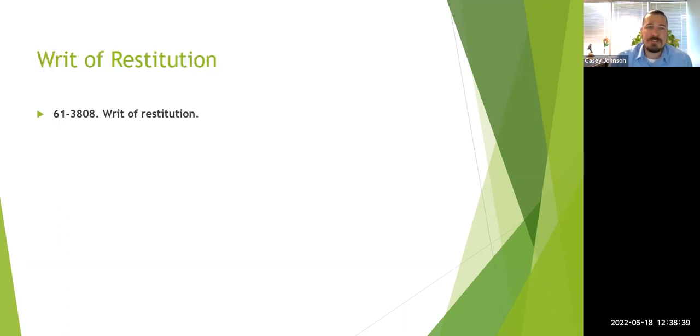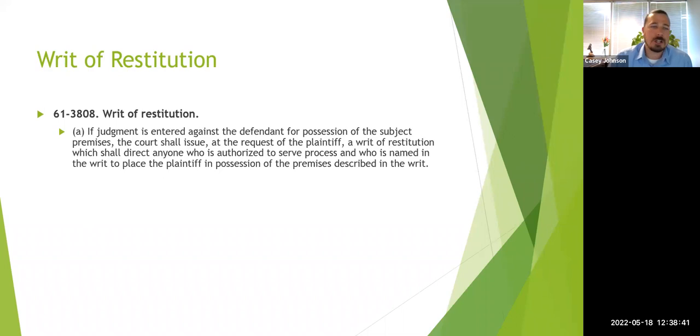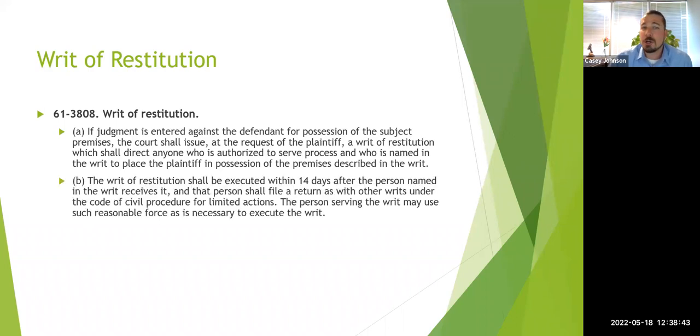After a court case is done, if the tenant loses, the landlord will file a journal entry and writ of restitution. That will go to the sheriff. The sheriff will have a maximum of 14 days to remove that person. I always tell people it could be immediately. More often it's closer to 7 to 10 days, but the maximum is 14 days.